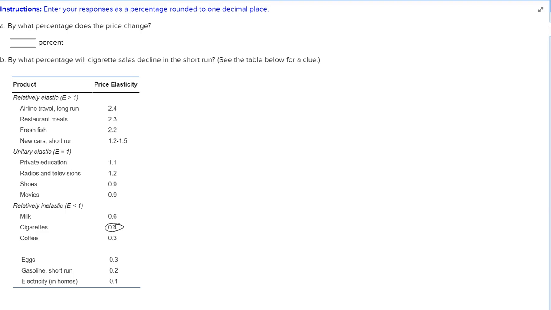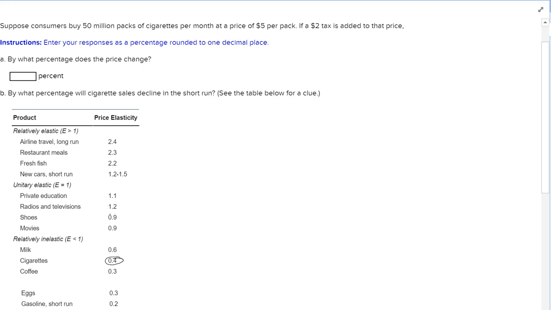So we're going to say, well, we've got the new price. The price change is what we're looking for. And we know that the 50 million packs of cigarettes a month is being sold at $5 per pack. So let's calculate the price change, and then we can get the quantity change from that too. So the price change from $5 to $7 is going to be pretty basic here.